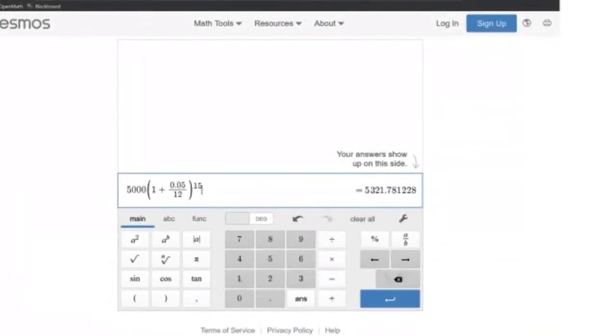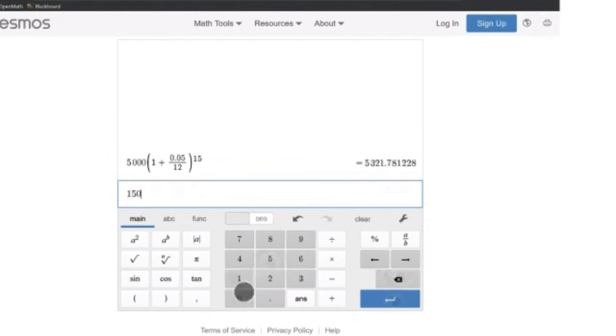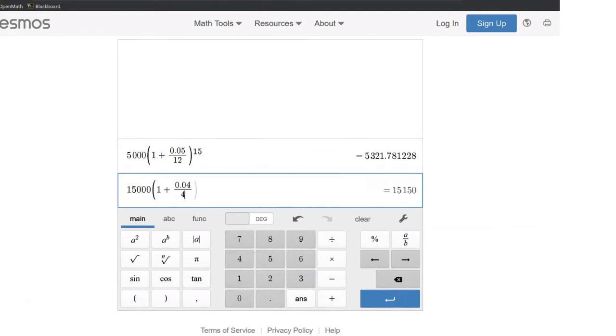Oops. I need to press enter. 15,000 times 1 plus 0.04 over 4, right arrow, close my parentheses, raised to the power of... if I tried to do 4 times 9 right now, you see how it goes out of the exponent? You can't stop it from doing that.